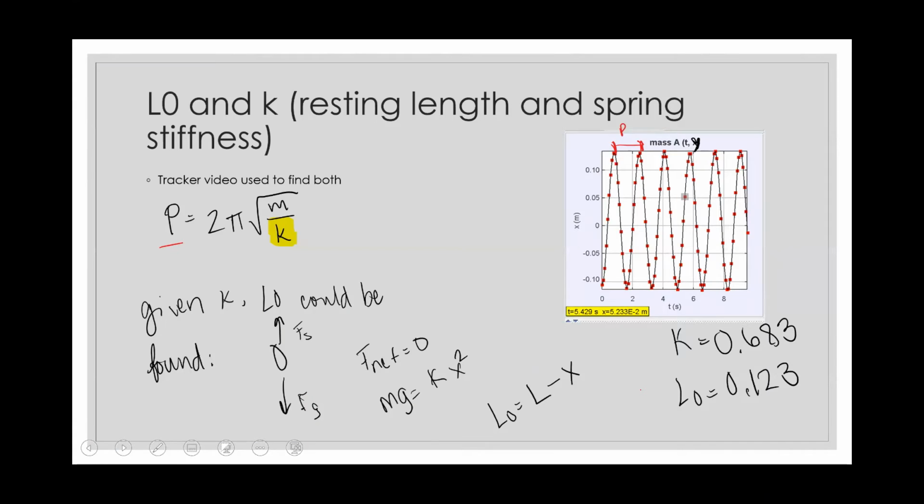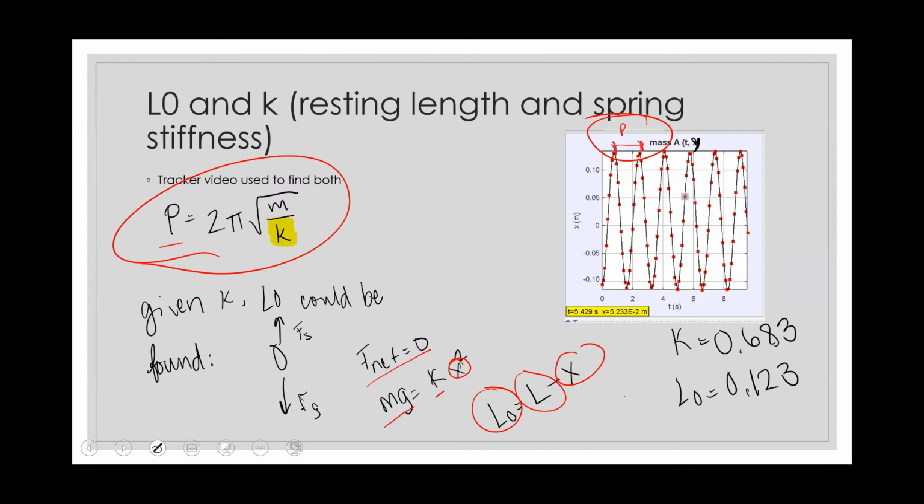The spring stiffness constant and the rest length were calculated using the equation for the period of a spring and a force analysis at rest. Using the experimentally obtained y period of the spring, k was found to be 0.683 using this equation and the period here. The rest length of the spring can be calculated using k, because at rest, the spring force is equal to gravity, meaning that F net is 0 and mg is equal to k times the displacement, which can then be used with the current length to find L0.